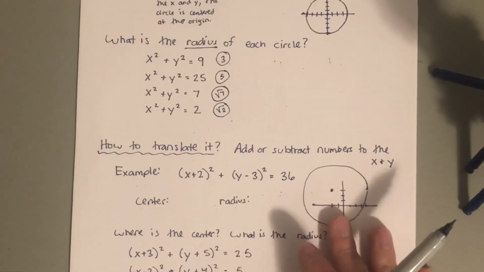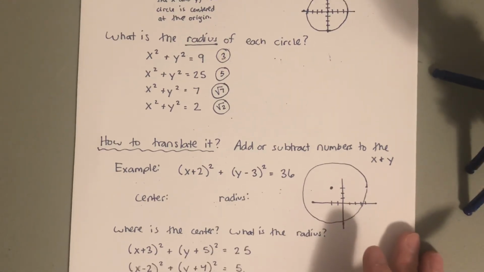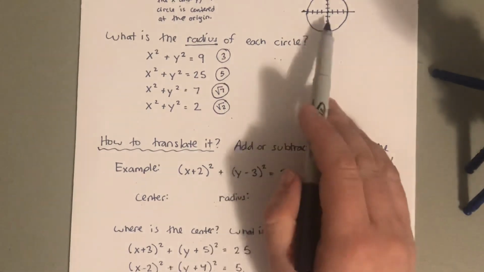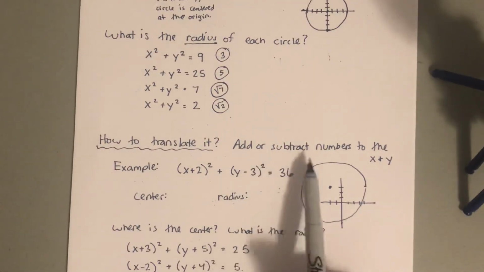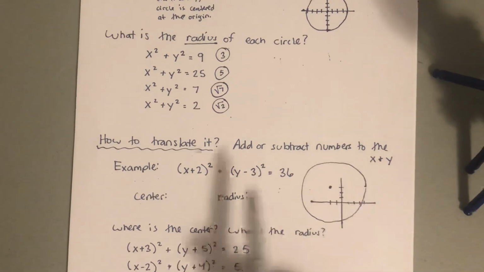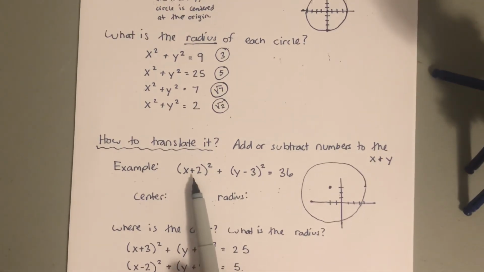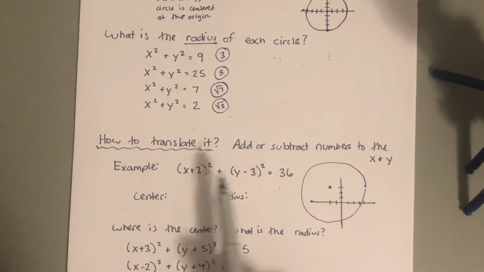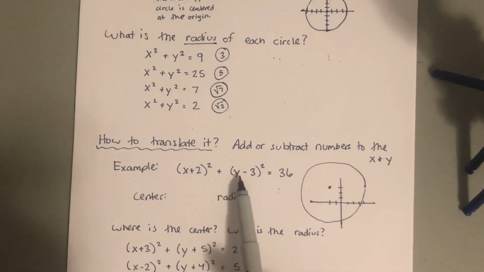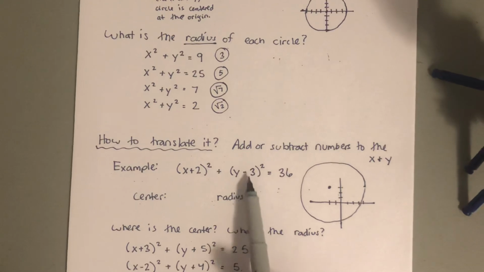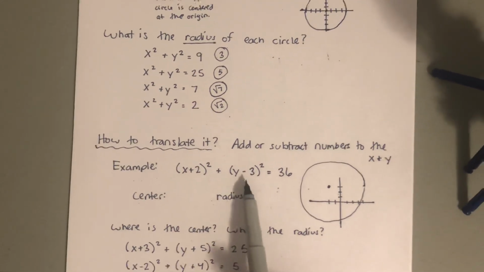Now we're going to talk about how we can translate or shift the circle to somewhere else on the graph, so it's not always centered right at the origin. How we translate it is we just add or subtract numbers to the x and y. For example, this used to just be x squared, but now we're going to make it x plus 2 squared, and that's going to shift it 2 units to the left or right. Here, it used to just be y squared, and now it's y minus 3 squared. That's going to shift it 3 units up or down.